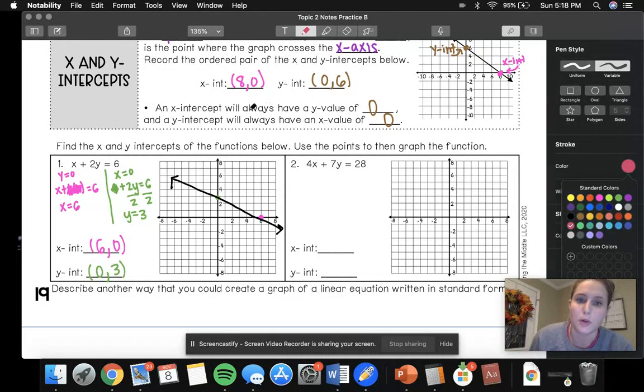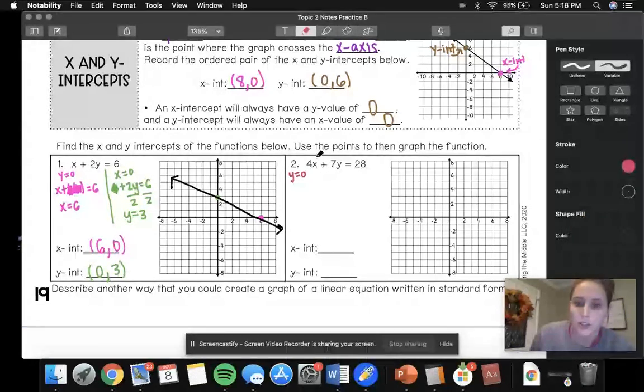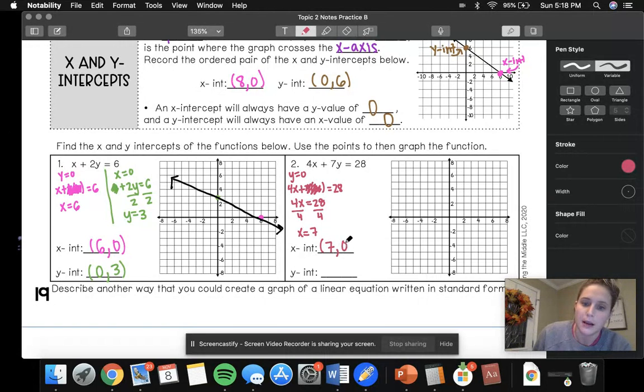An x-intercept will always have a y value of 0. So I'm going to say y equals 0. I'm going to rewrite this function, 4x plus 7, but now instead of y, I'm going to put 0, equals 28. 7 times 0 is 0, so I have 4x equaling 28. Divide by 4, and you get x equals 7. So my x-intercept is when x equals 7, my y value is 0. So this is x, this is y. I can plot that right there.